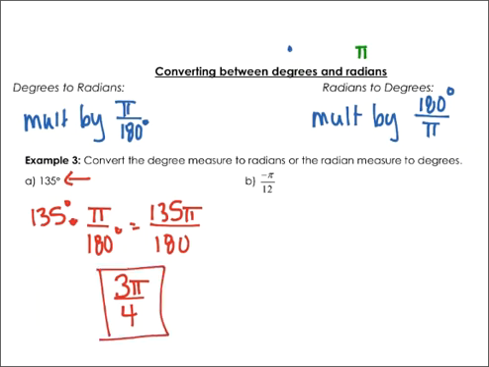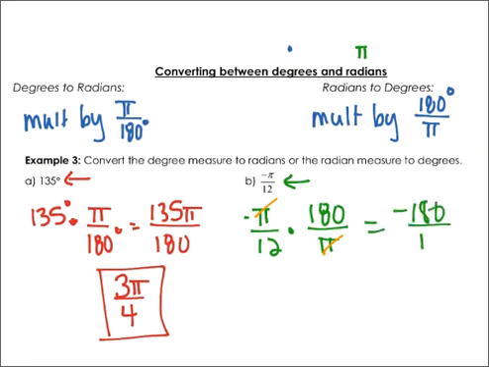Alright, let's go the other direction. If I have an angle with pi in it, maybe you don't understand what that really means. If we convert it to degrees, again, I want to get rid of the pi. The best way to get rid of pi would be to have pi in the denominator. So I multiply by 180 over pi. Notice these pi's will cross out. They're gone. If I multiply, I've got negative 180 over 12, which would reduce to negative 15 degrees.